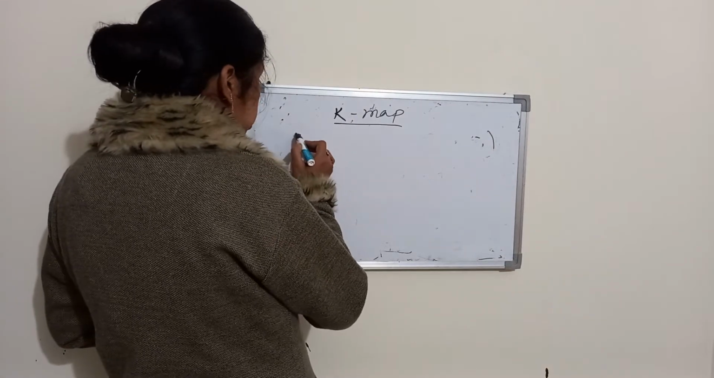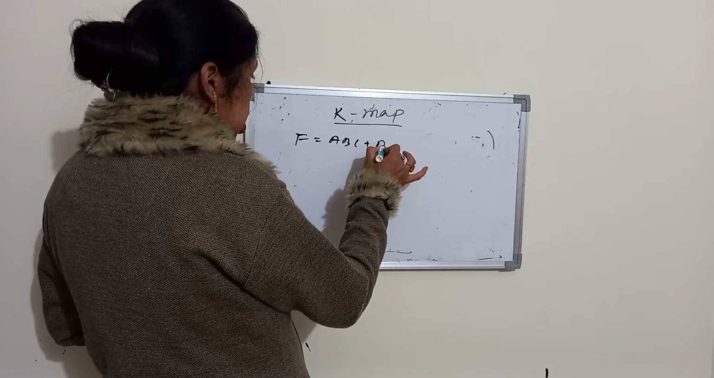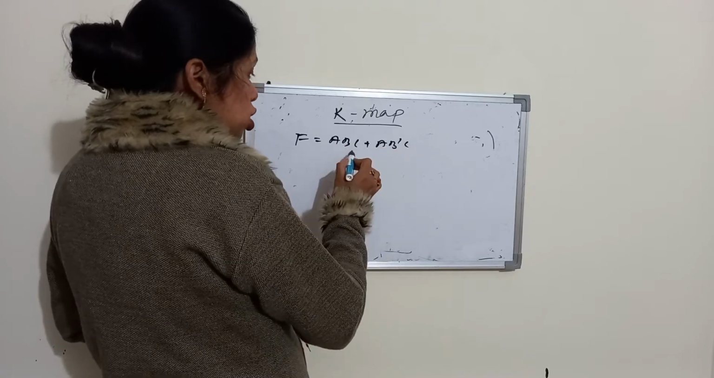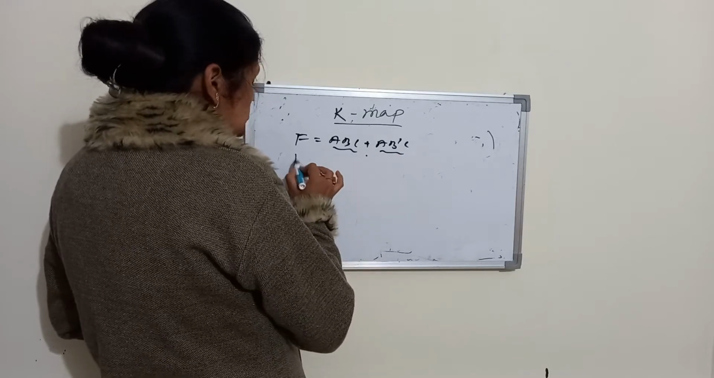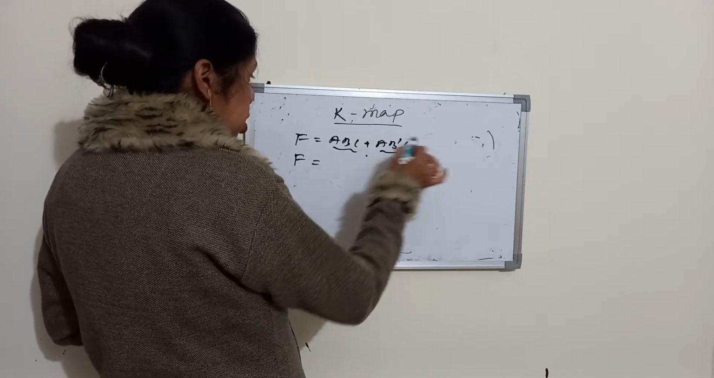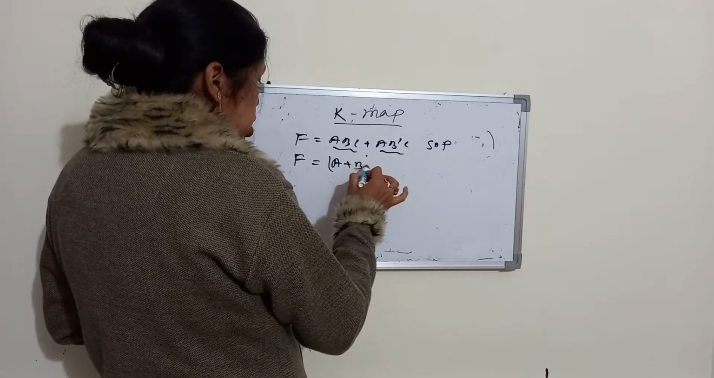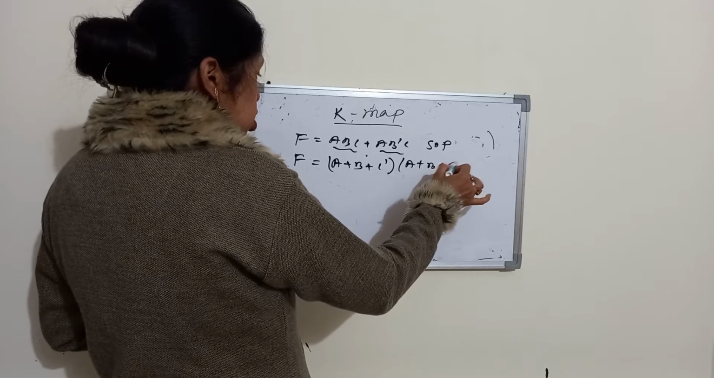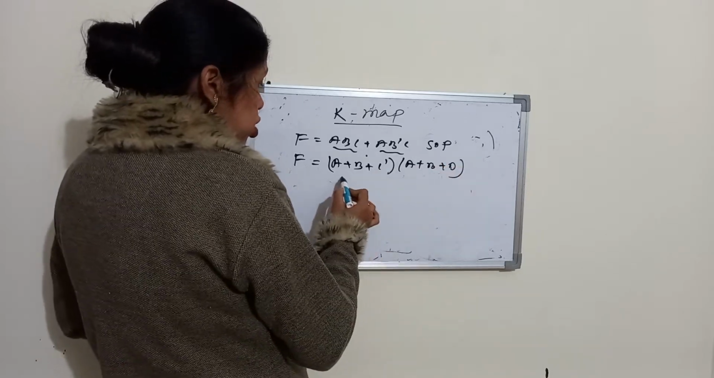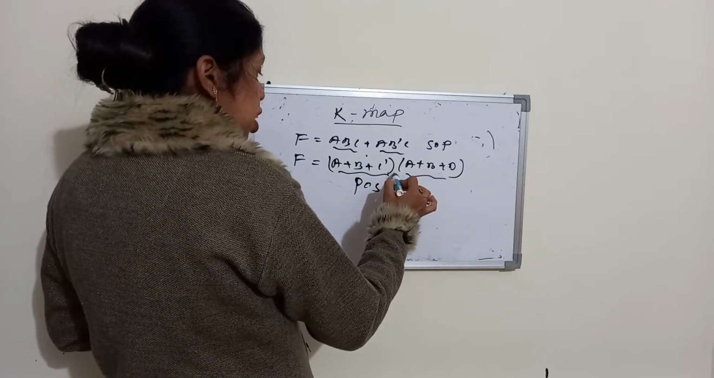Sum of product means, suppose you have one function ABC plus AB'C. So this is sum of product. First we are doing product and then sum. Another form is the POS, right? This is SOP and another is the POS: (A plus B plus C') (A plus B plus D), like this way. Okay, so this is the product of sum. First we are doing sum and then product.